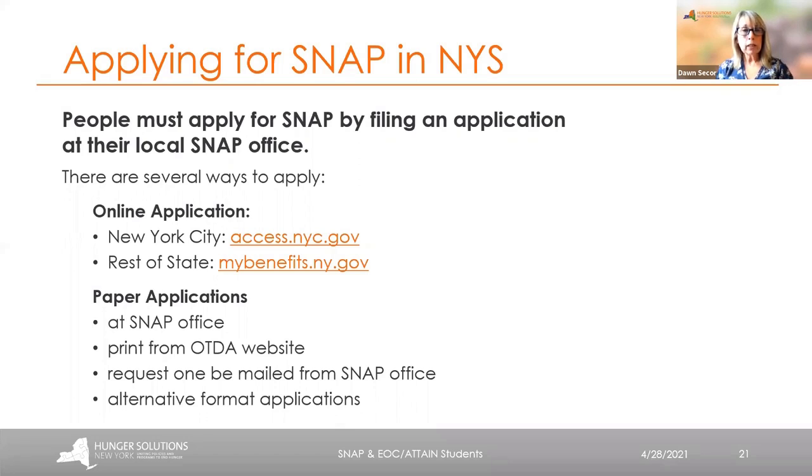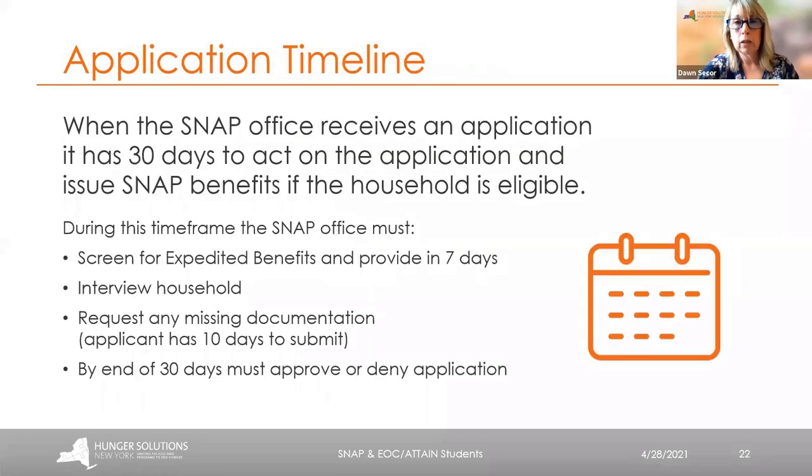People can screen themselves here and get information about what programs they may be eligible for, and then they can actually apply. And of course, if someone doesn't have a computer or doesn't want to use that, we still have paper applications, and this provides you with information about how to get those. And New York State does have alternative format applications for people with visual impairments.